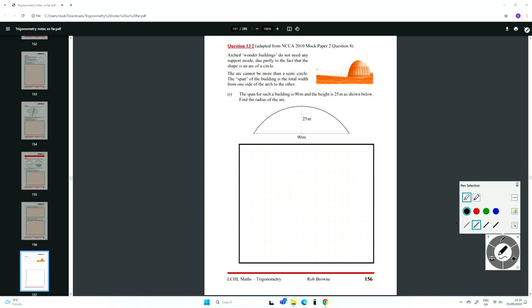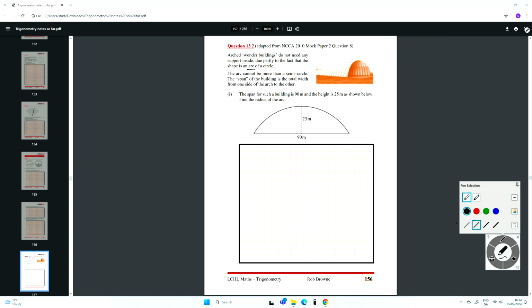So if we then look at the question on the next page, on page 156, question 13.2, this one's adapted from an NCCA 2010 mock paper. So you can see what the question says. It says, arched wonder buildings do not need any support inside due in part to the fact that the shape is an arc of a circle. Okay, so it's an arc of a circle.